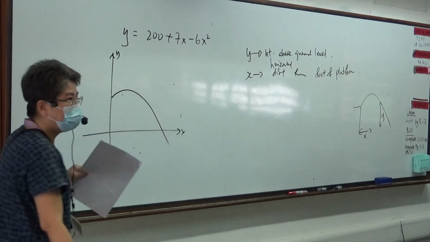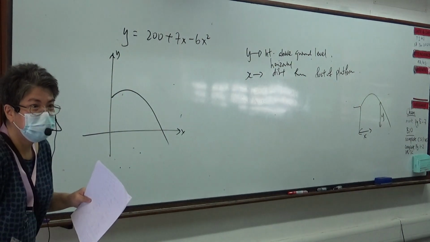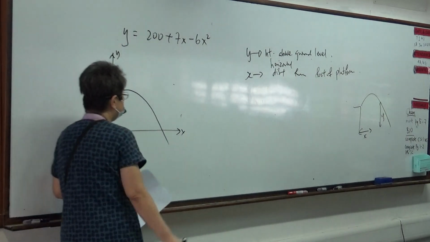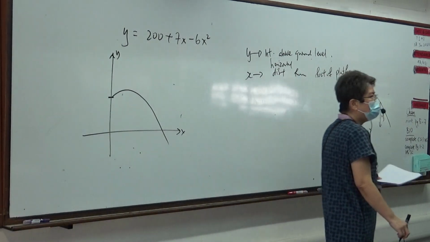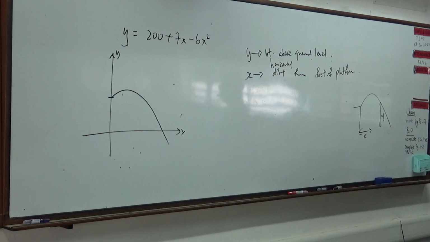It goes like that. Understand? Can you tell me what this will represent? I know 200, what is it representing? The height of the platform, right? Of course, I don't want you to answer that.